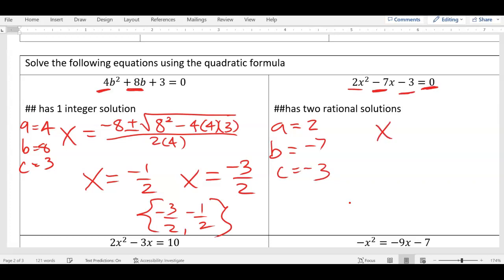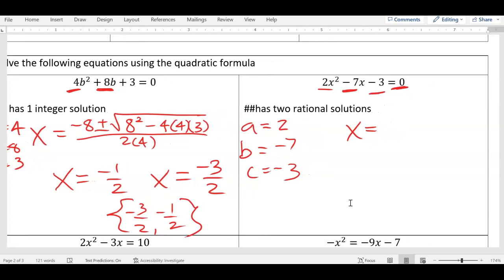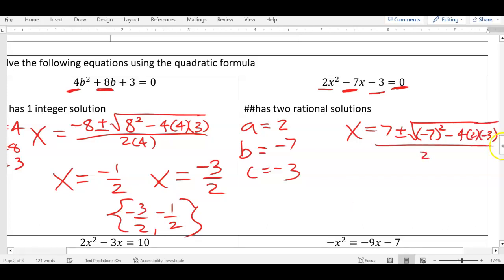All right, let's plug it into the equation. X equals -b. What's the opposite of this b value? What's the opposite of -7? +7. So x equals -b plus or minus the square root of b squared. Please remember to put it in parentheses when you square it. So -7 squared minus 4ac divided by 2a.